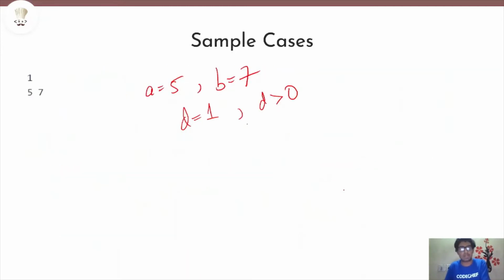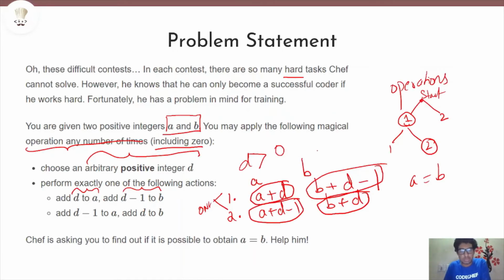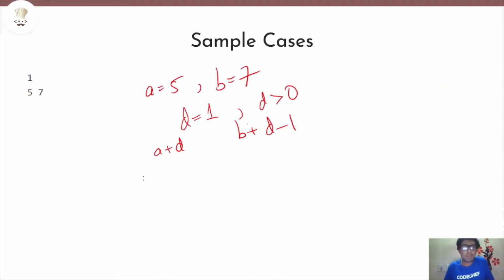These are the two kinds of operation. If our d is 1, what we can do is we will perform the operation where we add d to a and we add d minus 1 to b. Which type of operation was this? This was basically type 1, sorry. This was the type 1 operation where we add d to a and d minus 1 to b. So if we perform the type 1 operation, the new value of a will be 6. This is 5 plus 1, that is equal to 6. What will the new value of b be? We are adding d minus 1 and d was basically 1.